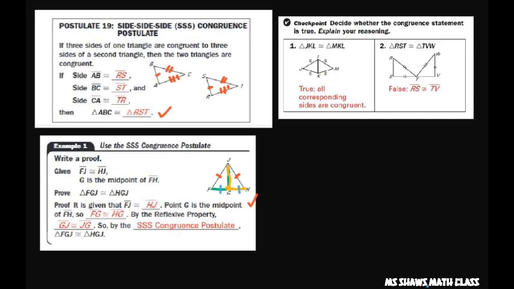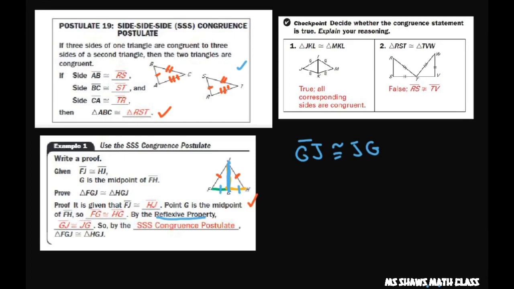We also know through the reflexive property, anytime you have a midpoint type line, you're always going to write that GJ, this line here, is congruent to JG. They're the same line, but that's the reflexive property. So by our congruence theorem, we have all sides equal. That means the triangles are congruent.